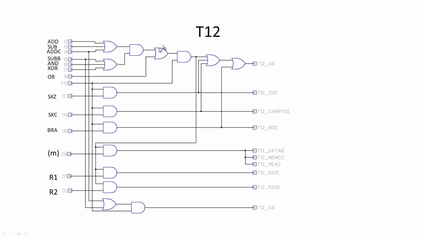If all 7 of those are on, and it's a T12 that comes on, then we'll get this signal coming out here. Now this signal feeds several places. You want to turn on A input enable because T12 is all about loading the A register. If we're doing a skip with 0 or skip with carry or a branch instruction, they all get fed through here as well, through these OR gates. So if any of these instructions are on, then the A input enable will come on at T12.